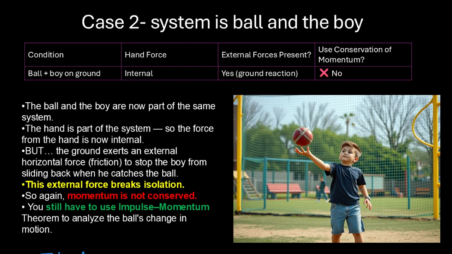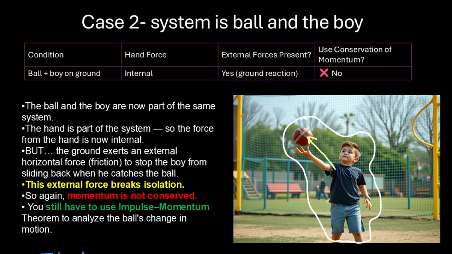Now we have case two, which is what if the system is considered to be the ball along with the boy? Ball along with the boy. Now, the ball and boy are now part of the same system. The hand is part of the system, so the force that is arising from the hand is now internal, which means if we draw the system, it would look like this. So the force that is arising out of the hand acting on the ball is within the boundary of the system, and therefore is now internal.